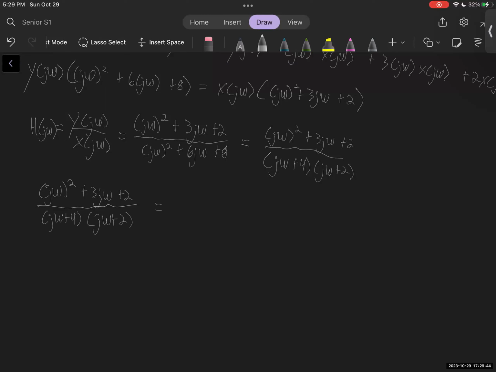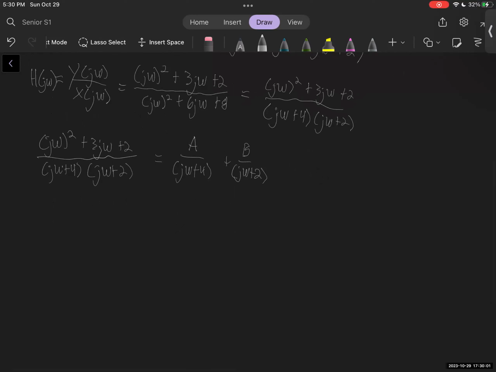And we're going to set that equal to A over j omega plus 4 plus B over j omega plus 2. We want to solve for our A and B coefficients. So we're going to multiply the j omega plus 4 and the j omega plus 2 over, and we're going to get j omega squared plus 3j omega plus 2 is equal to A times j omega plus 2 plus B times j omega plus 4.